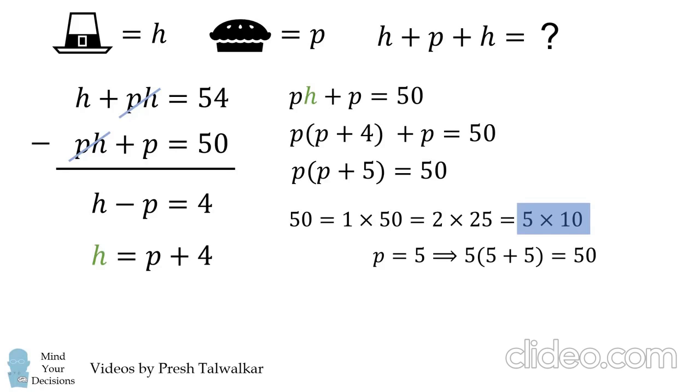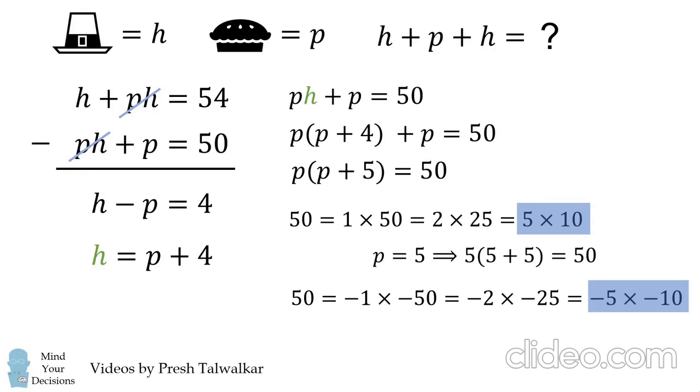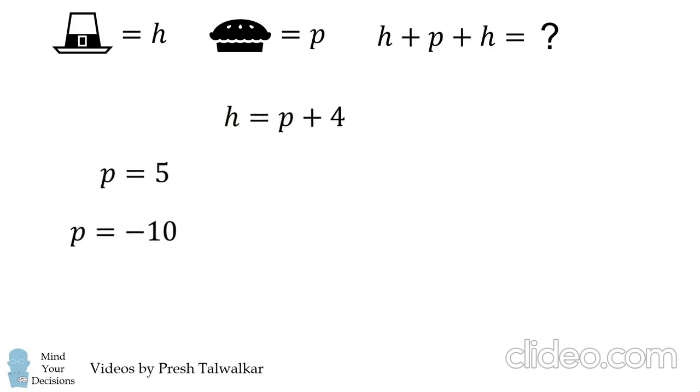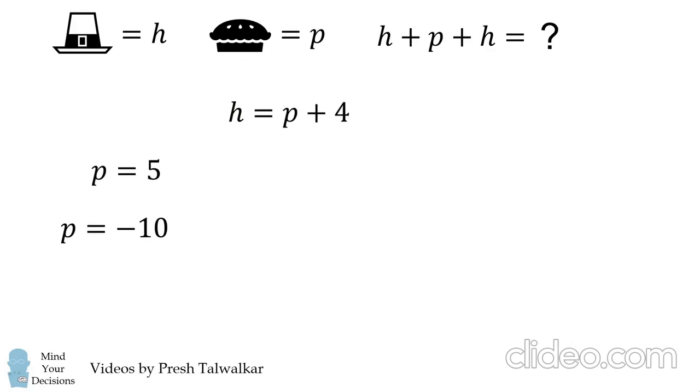But wait, we're not done yet, because we don't just want to consider the positive factors. In this case, we could also have two negative factors being equal to 50. So it could be negative 1 times negative 50, negative 2 times negative 25, and negative 5 times negative 10. Now, again, we do have some factors that fit our characteristic of P and P plus 5. It'll be negative 5 times negative 10. But in this case, P will be equal to negative 10, and then P plus 5 will be equal to negative 5. But this will also get us to 50. So we have two possible values of P. We either have P is equal to 5 or P is equal to negative 10.